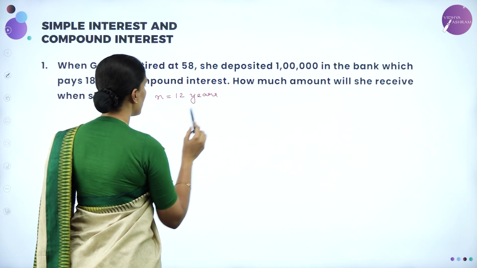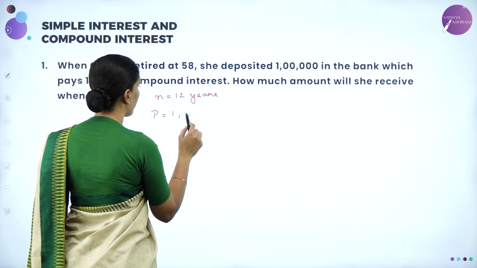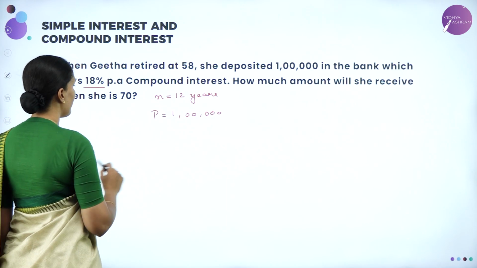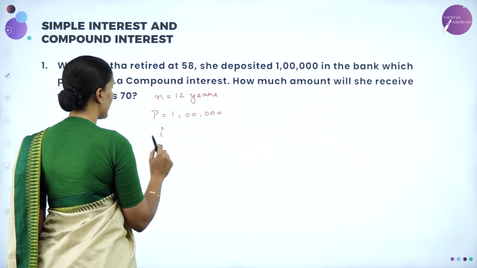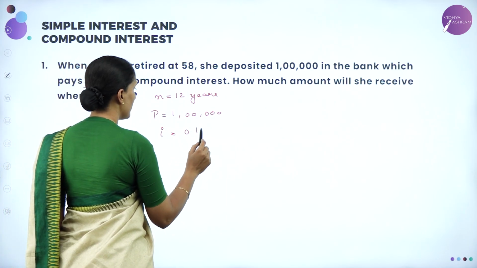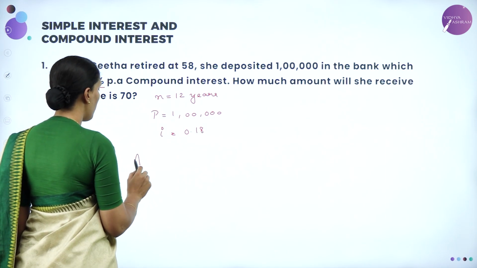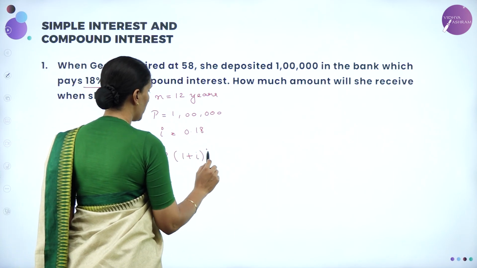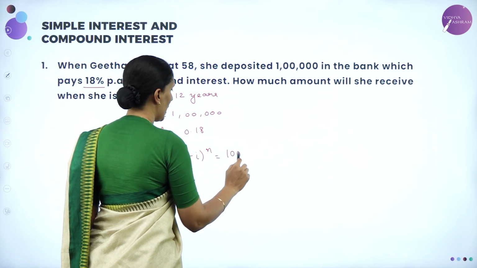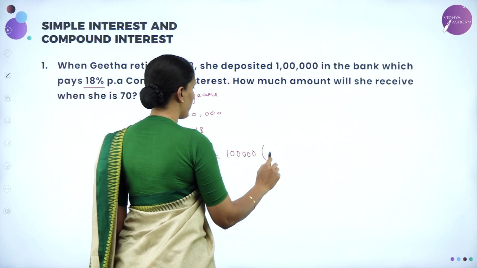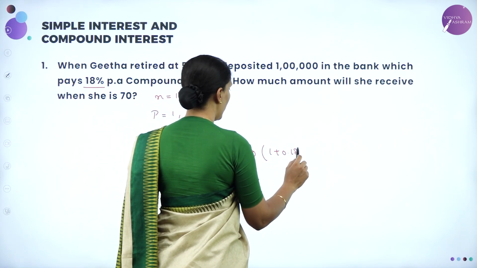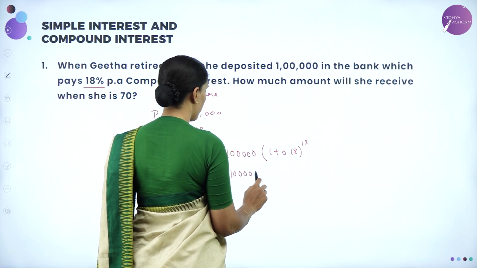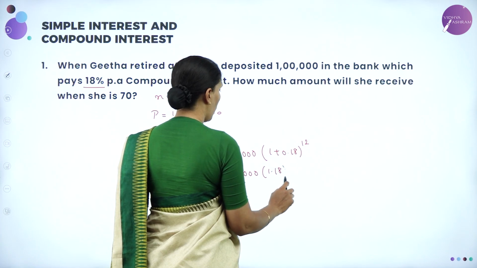The next is the principal, which is given, so that is 1 lakh. The next is the interest, given as 18%, and it is calculated as I. 18% is nothing but 0.18. So the formula for the amount is P into (1 plus I) whole to the power N. So that is 1 lakh into (1 plus 0.18) whole to the power 12. So 1 lakh into 1.18 whole to the power 12.